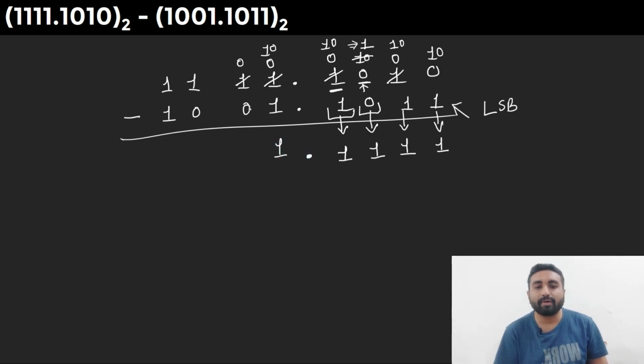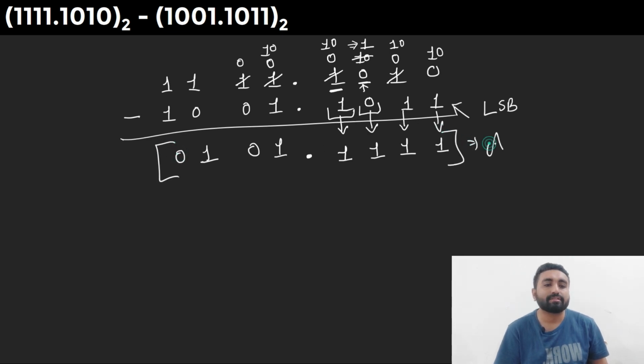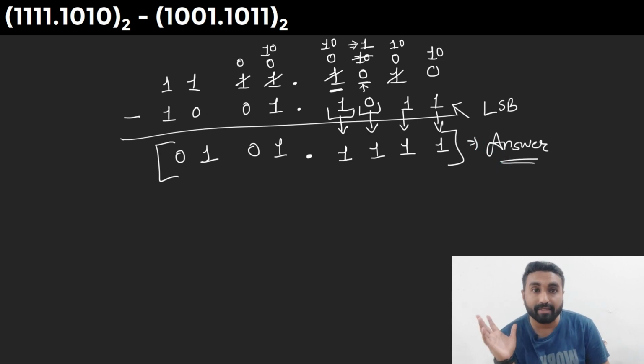Okay, 0 minus 0 will be what? Yes, 0. 1 minus 0, I hope you can understand, it is 1, and 1 minus 1 is what? 0. So this is your answer, right? I hope these two examples give you a clear-cut idea of how to do the binary subtraction.